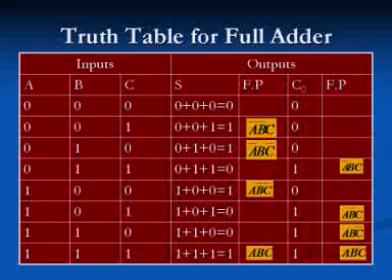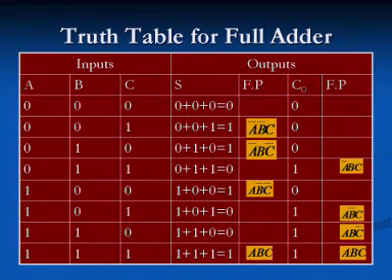Next is 1, 0, 1. The corresponding S is equal to 1 plus 0 plus 1 equal to 0 and carry generated is 1. Therefore, the fundamental product term corresponding to C naught is A B bar C.